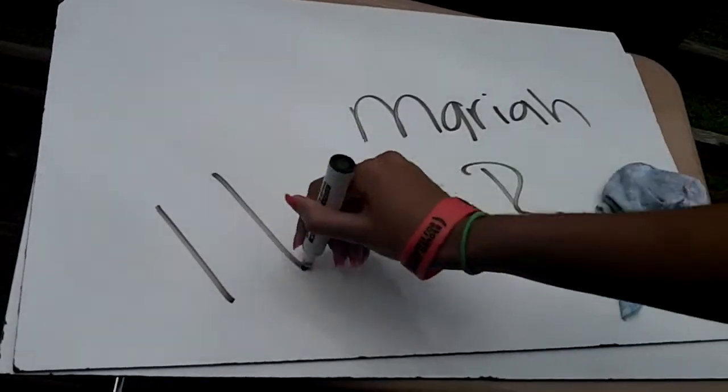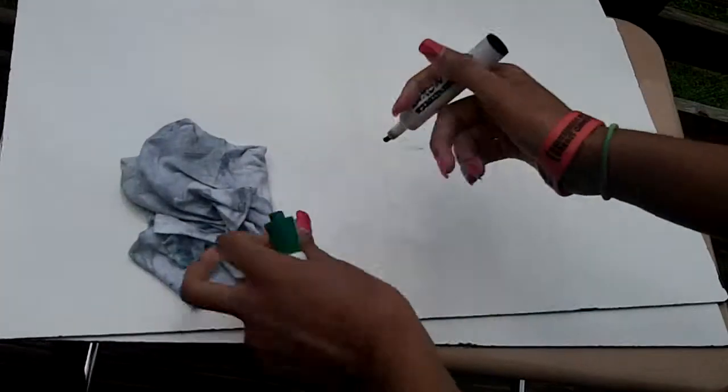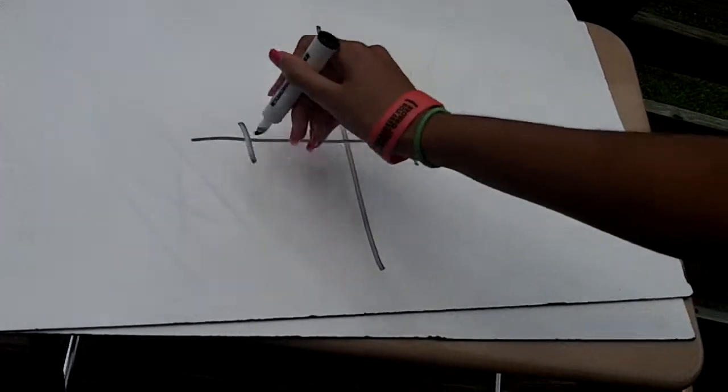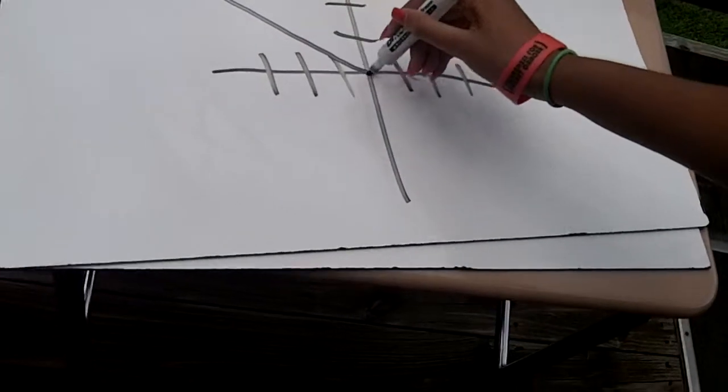I'm Mariah Robinson in Mr. Butso's AFM class, and I'm doing the absolute value of x. And this is how the graph looks. And you can just look at it for a second.